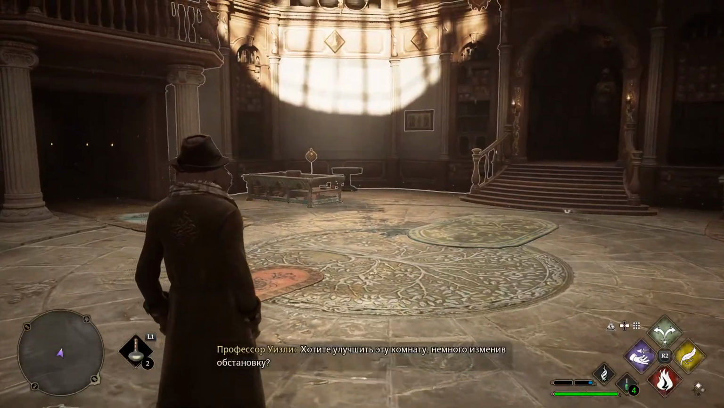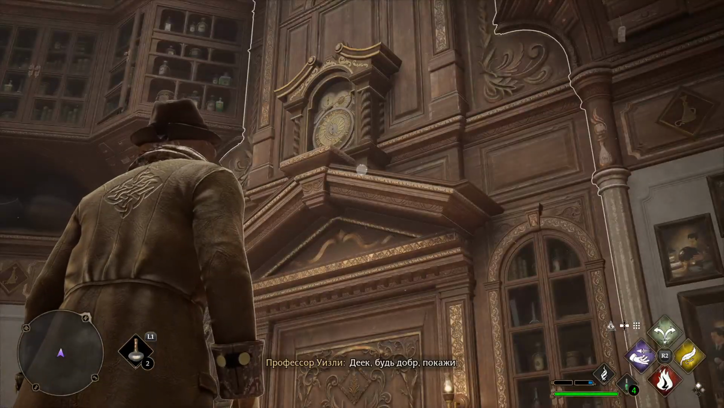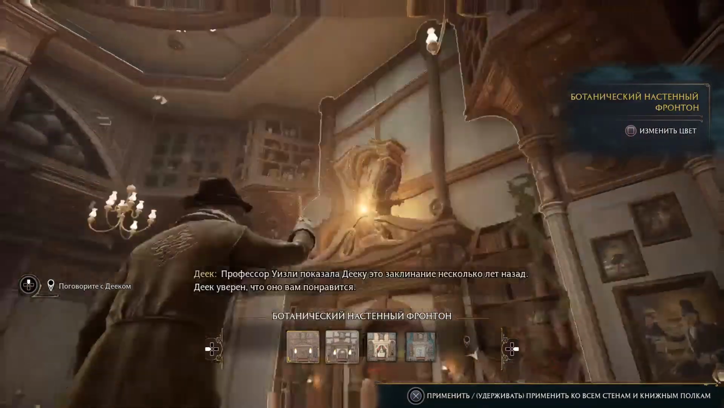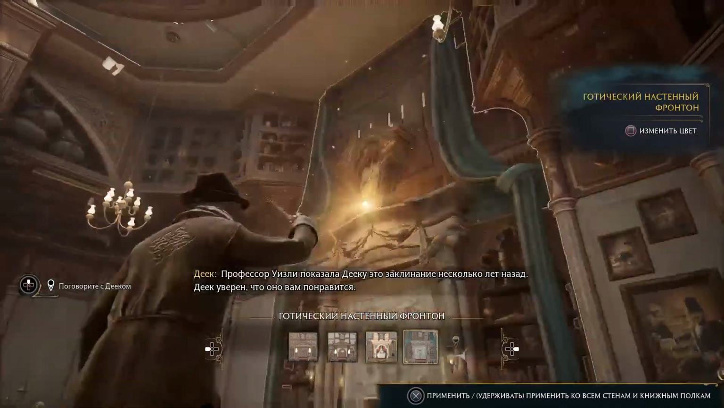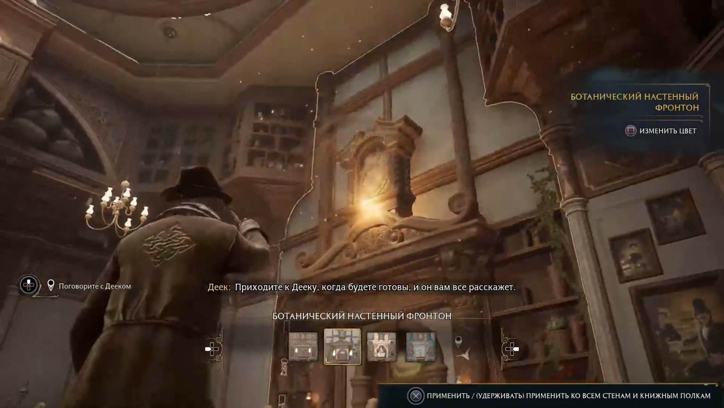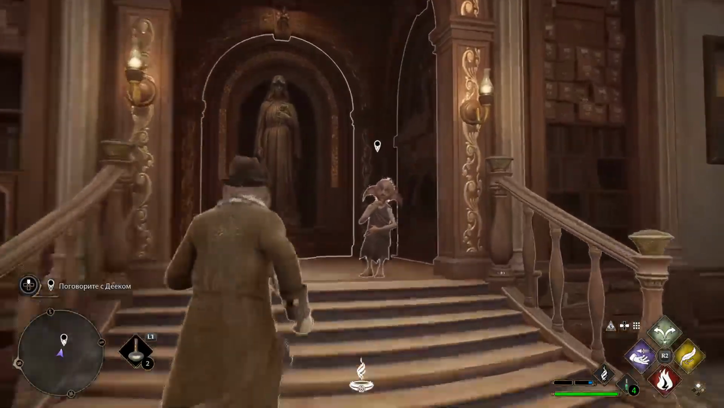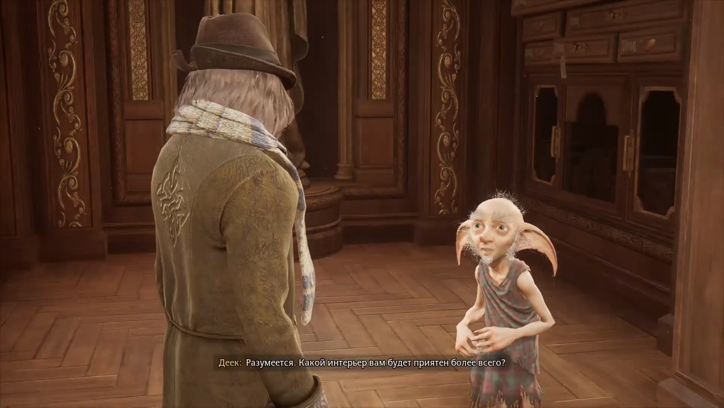Your space might benefit from a bit of ambiance, don't you think? Deke, would you mind? Of course, Professor Weasley. Professor Weasley showed Deke this bit of magic some years ago. Deke thinks you'll enjoy it. Come and talk to Deke when you're ready. Professor Weasley said I should ask you... Of course.